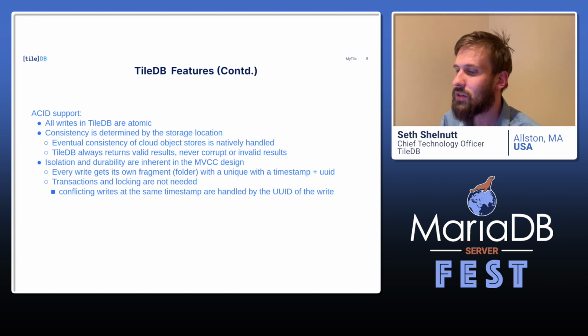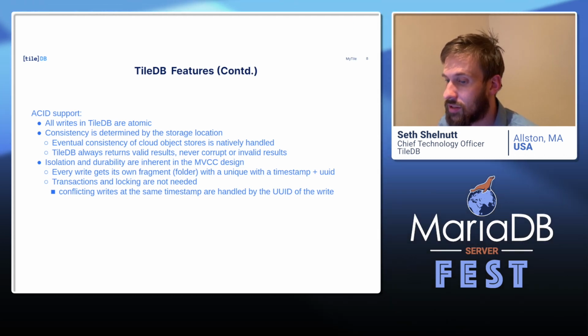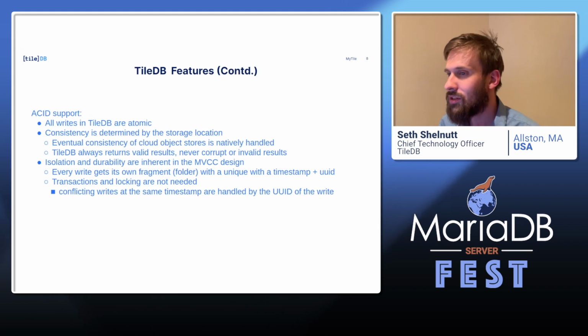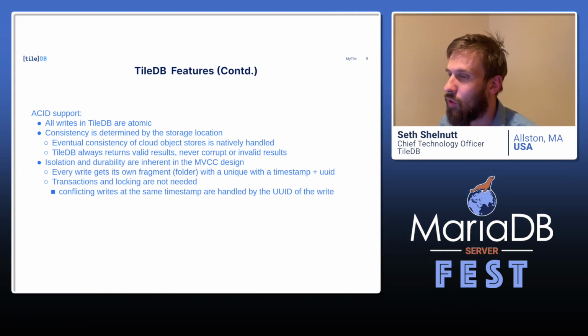With the eventual consistency of object stores, that's natively handled by TileDB. TileDB will always return valid results, and we will never return corrupt or invalid results for a query that's given. So the eventual consistency is built into the format. No external service or external libraries or plugins or anything is needed to handle that. It's built into the format and that MVCC design.